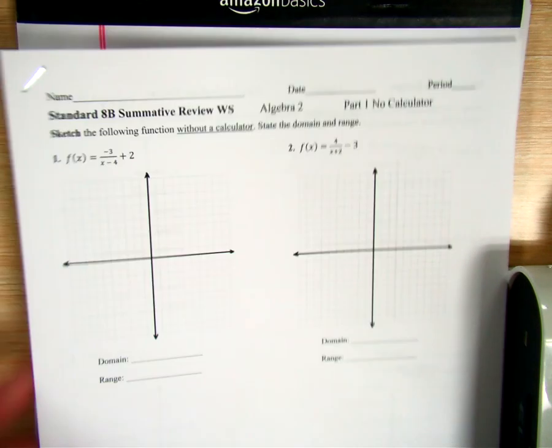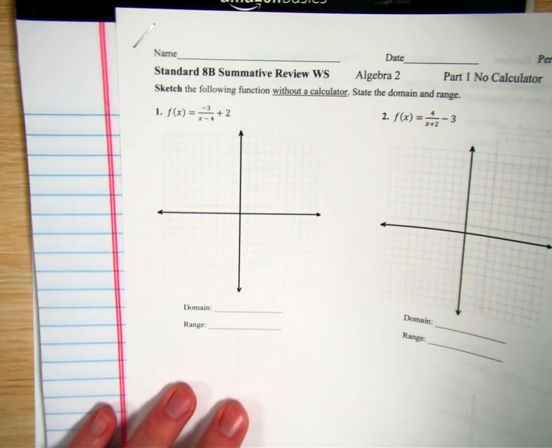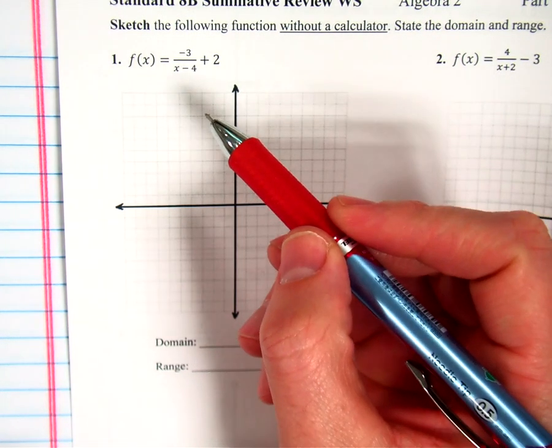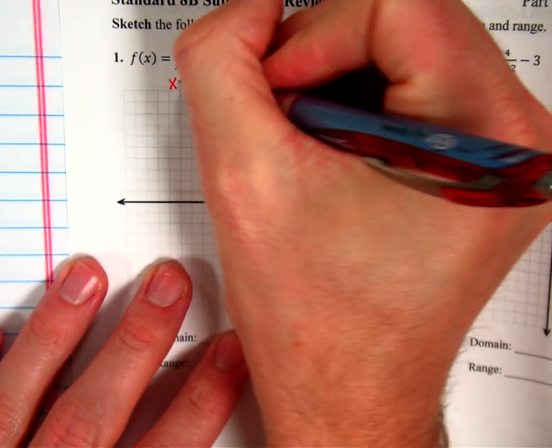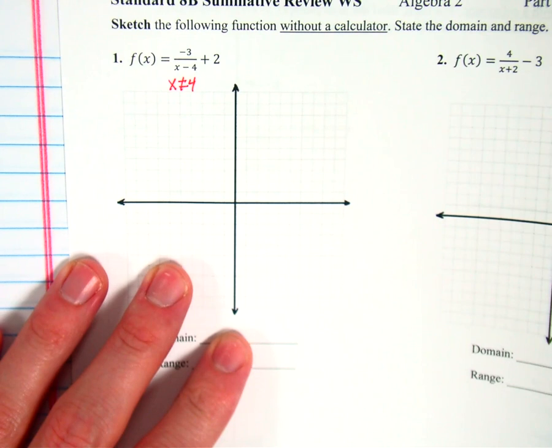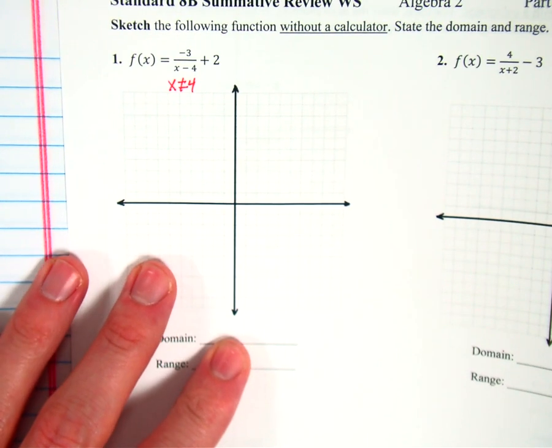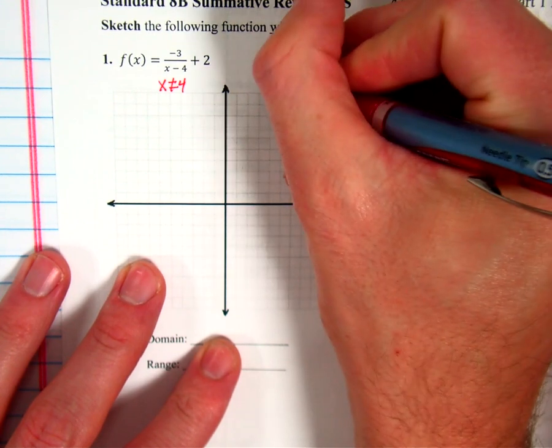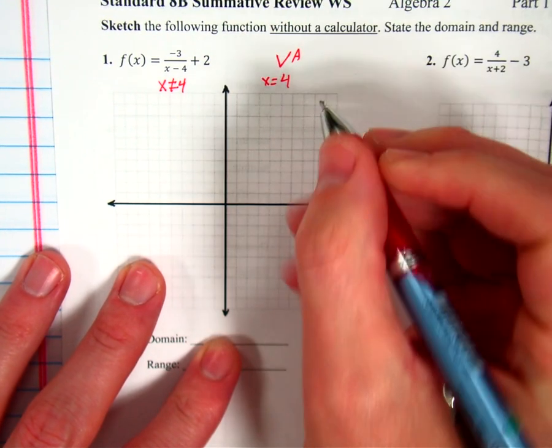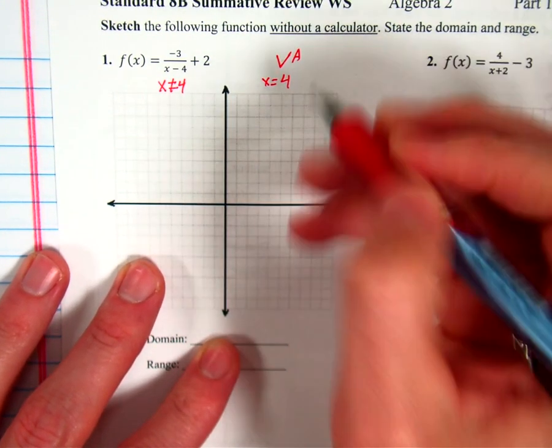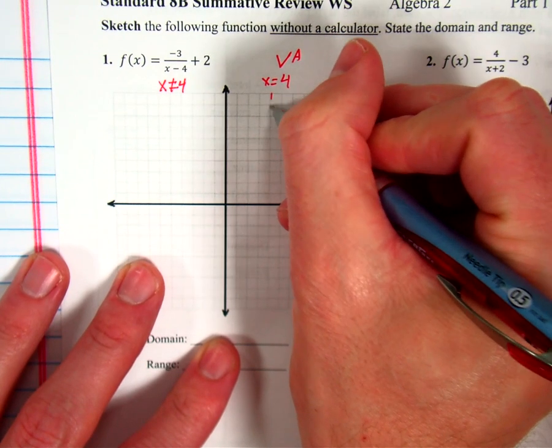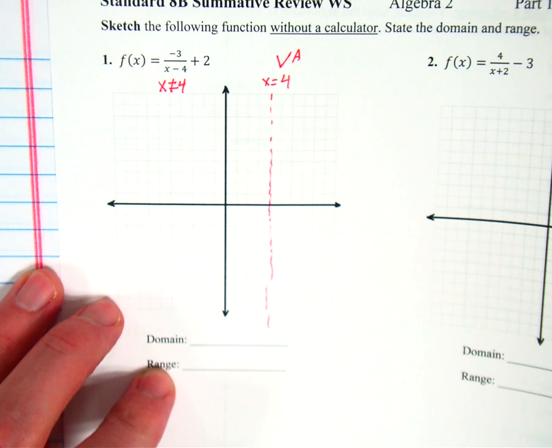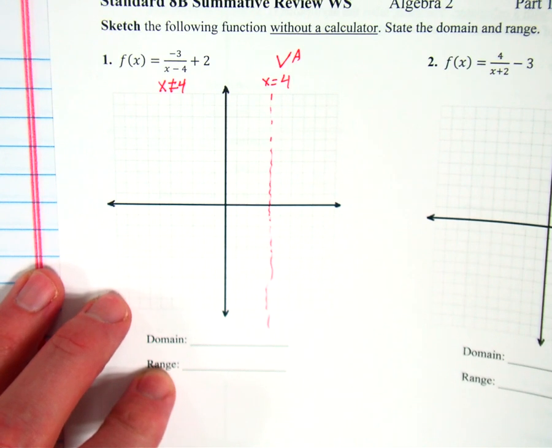No calculator. As I'm looking at this, we have x minus 4 in the denominator, so we cannot have x equal 4. Because of that, we will have a vertical asymptote at x equals 4, and we need to have that labeled or announced somewhere on there. 1, 2, 3, 4. There's our vertical asymptote at 4.